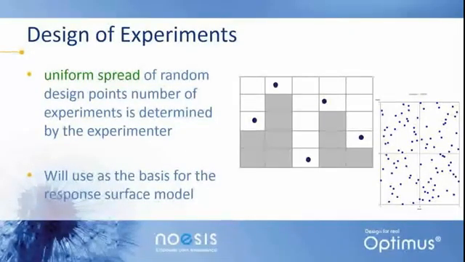For this case, we've actually determined to use the Latin hypercube design of experiments method. Inside of Optimus, the Latin hypercube is one of about 20 different DOE methods, including a full factorial method, a custom adjustable factorial method, and a Monte Carlo method.